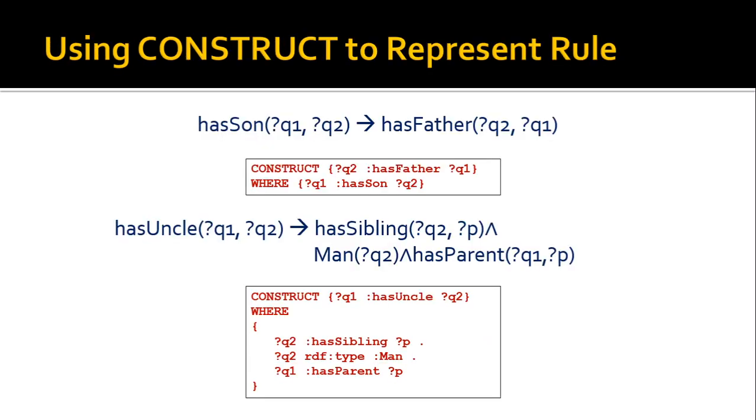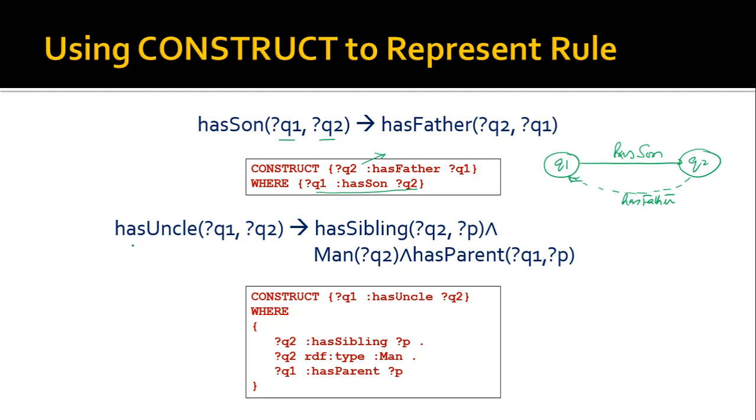Now, also, construct queries can help us to represent rules. How will that be possible? Let's say I want to encode a rule like this. Someone has got a son. If we know that Q1 has son Q2, so let me draw it: you have Q1 has son Q2. Now what you can infer from here is that Q2 has father Q1, right? So whenever you see a triple like Q1 has son Q2, then you construct a triple like Q2 has father Q1. So this is a very simple rule.